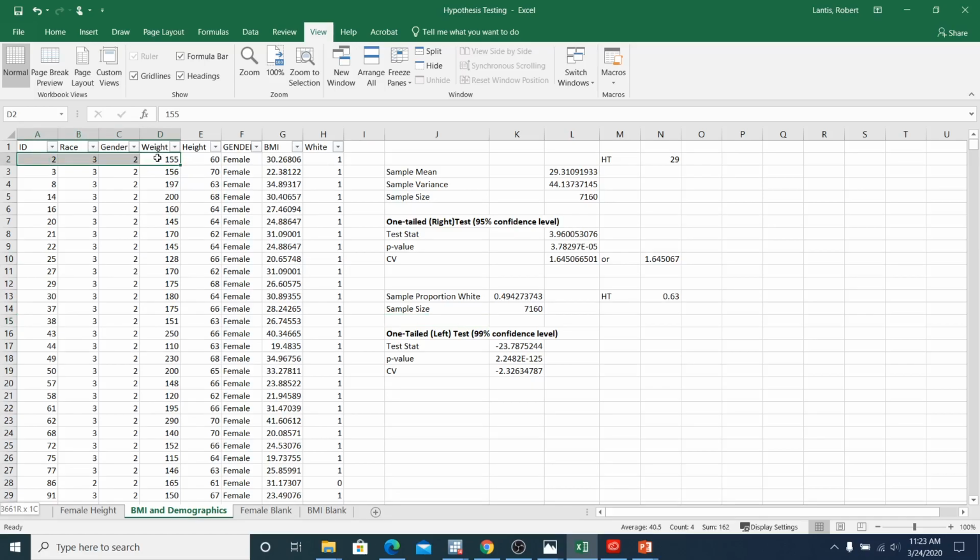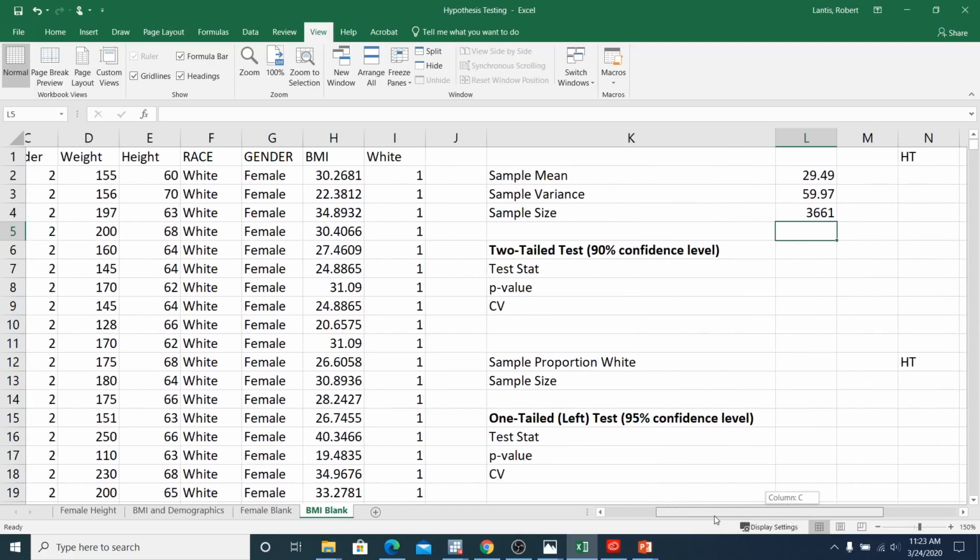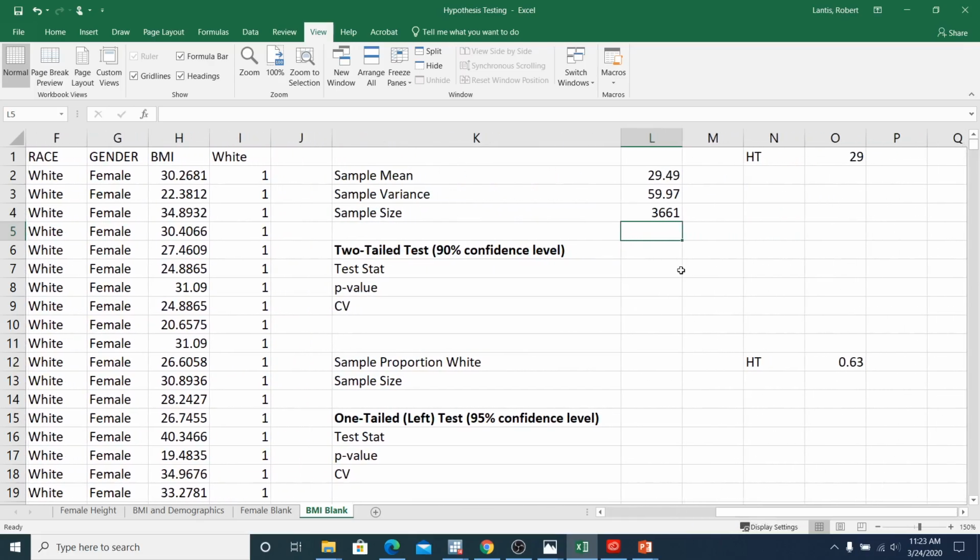Let's double check here. Yeah, I got the male sample on the completed version. So the numbers will be a little bit different on the completed slide because it looks like I forgot to copy over the male data. That's okay though, it's the same process, it won't really affect much. Okay, so I've got 29 as the value I'm testing against here.